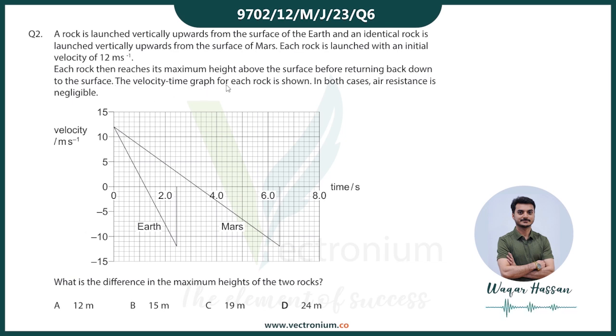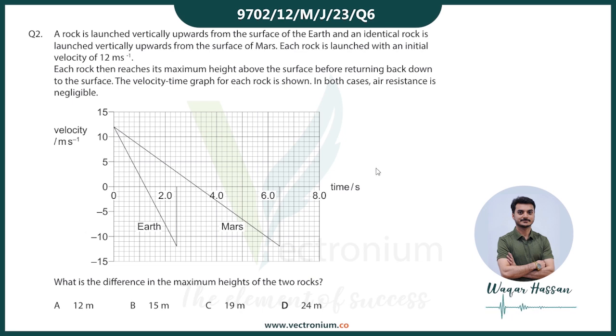The velocity time graph for each rock is shown. In both cases, air resistance is negligible. So here is the velocity time graph, and he is asking what is the difference in the maximum heights of the two rocks. Alright everyone, so कुछ basic concepts को revise कर लेते हैं.